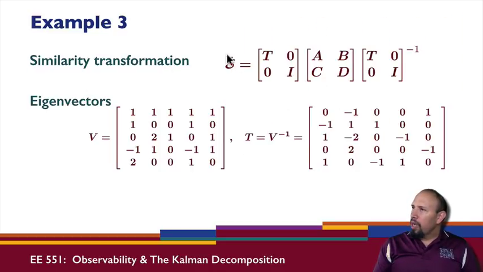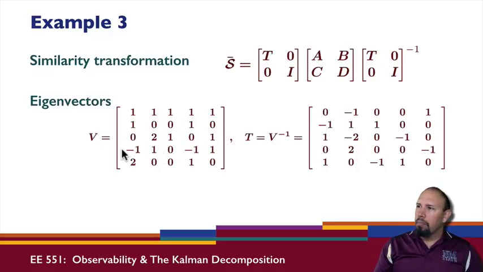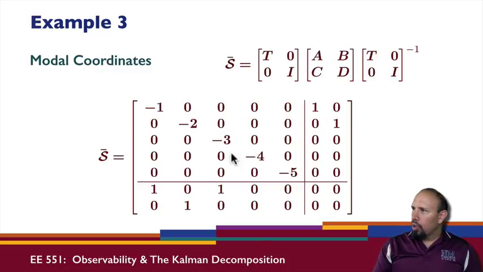So with the similarity transformation, I can put it into this form, the similarity transformation form of the system matrix, by taking this times the system matrix times that transformation inverse. In order to put it into modal form, I have V, my eigenvector matrix for this system, and T is the eigenvector matrix inverse. When we actually put it into modal coordinates, this is the new S bar that I get. Now I can see this is diagonal. In this case, I'm able to get a diagonal form.